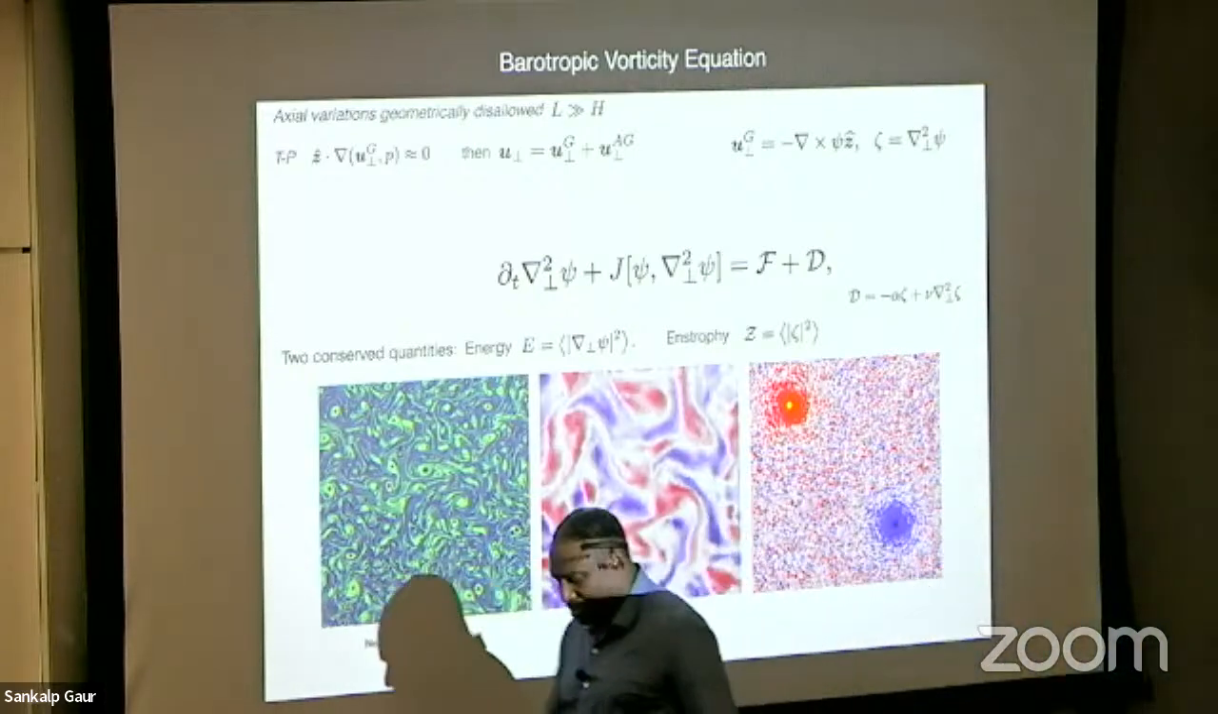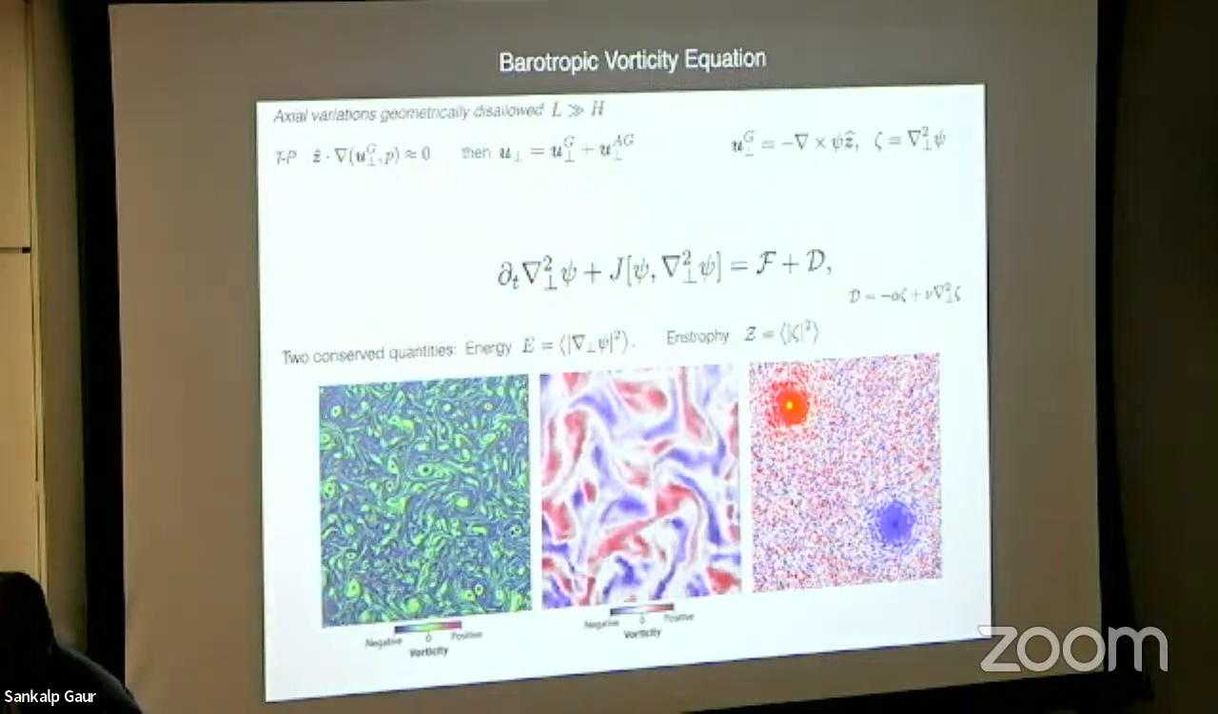So the idea is that we'll see this in the next lectures, probably on Friday. Even though you've got 3D flows that have embedded Taylor-Proudman, you will see there are some signatures of both types of cascades in there.